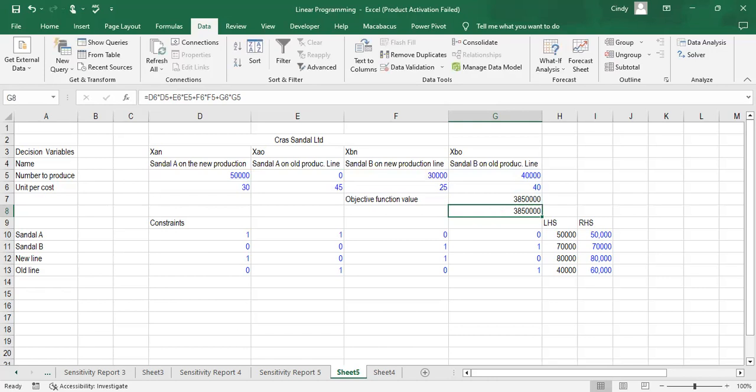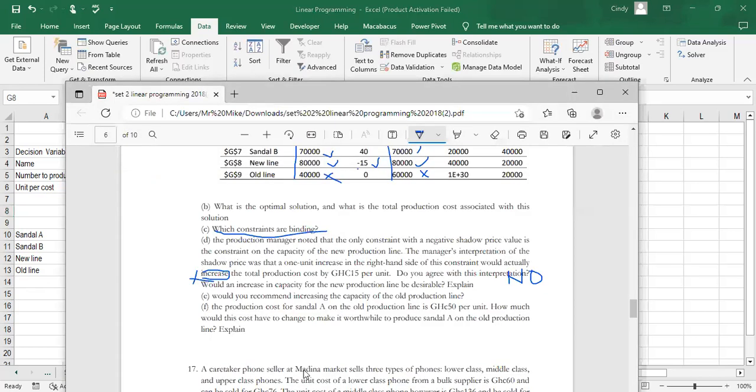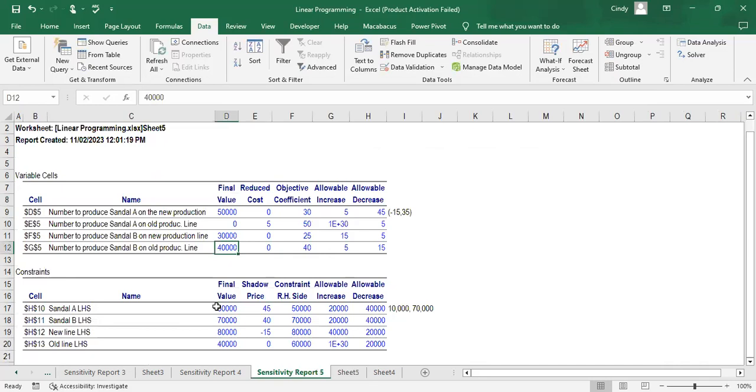So the next question says, which constraints are binding? So we saw that from here, the binding constraints are sandal A, because the left-hand side is equal to the right-hand side. Sandal B, because the left-hand side is equal to the right-hand side. Same for the new production line, sorry. The left-hand side is equal to the right-hand side. But the old line is not included because the left-hand side is not equal to the right-hand side. The figures are not the same, sorry. All right, so that's the answer.